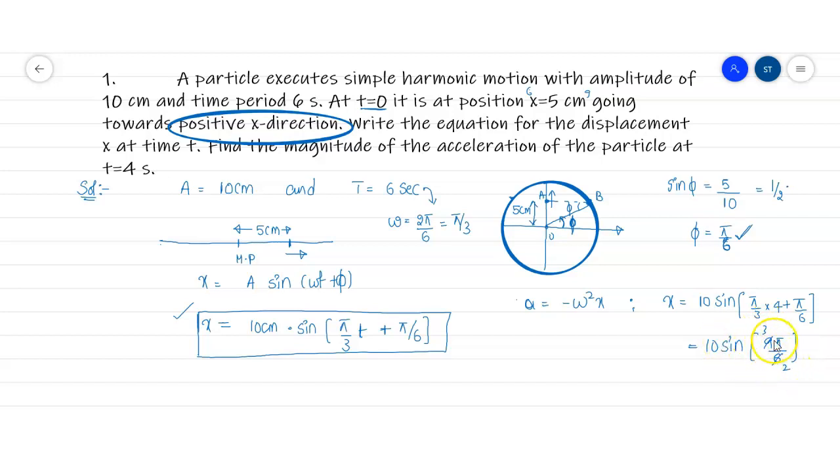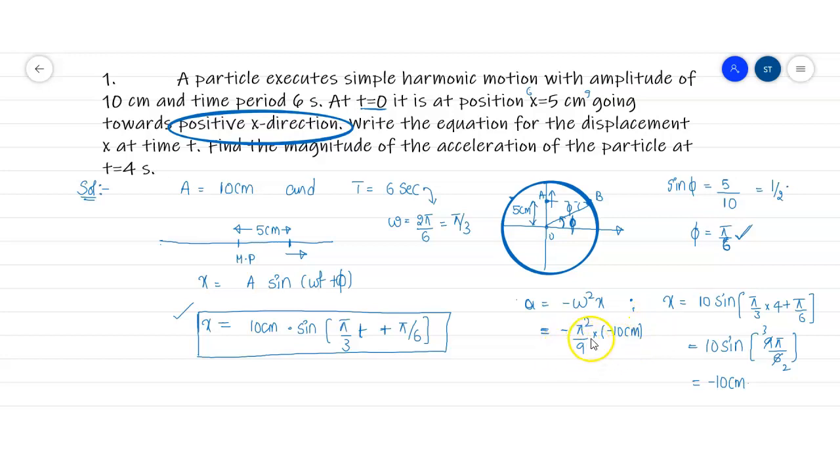So here, sine 3 pi by 2. Sine 3 pi by 2 will be minus 1. So here x will be equal to minus 10 centimeters. Now let us just substitute it here. So this will be equal to omega square. Omega we have already calculated as pi by 3. So this will be pi square by 9 into minus 10 centimeters.